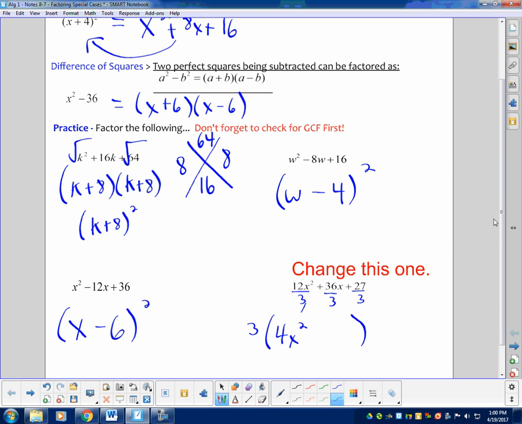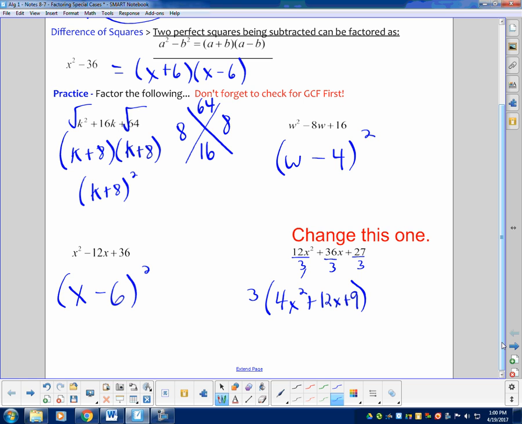So basically, if it's a perfect square, in other words, that number times itself is that number, both in the end and in the beginning, and if you double the square root of this number, it equals the middle. Oh, okay. So you have to check that too. Okay, just let me finish this. 12 divided by 3. Yes, 36 divided by 3 is 12x, and 27 divided by 3 is 9.